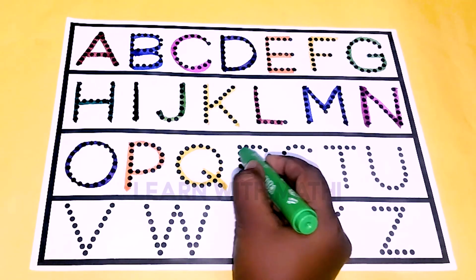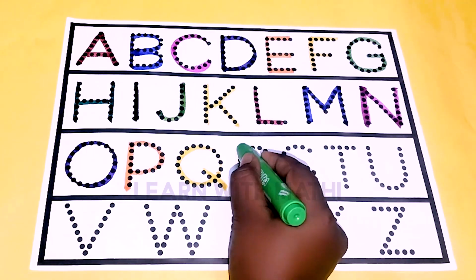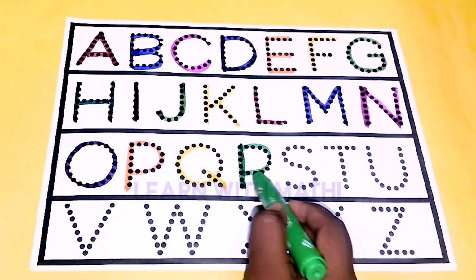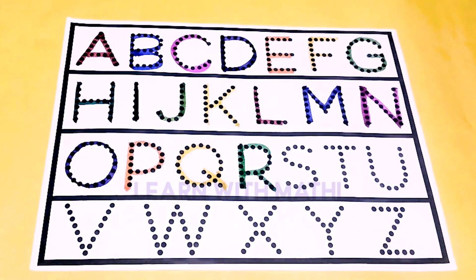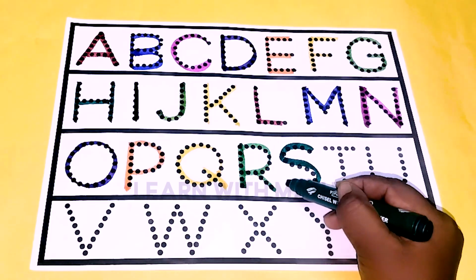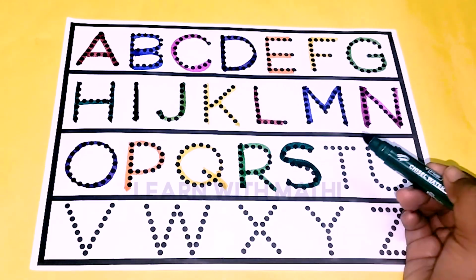It's green color. R. Hello friends, come sing with me. It's time for fun. R for rose. This is the green color. S. S for ship.